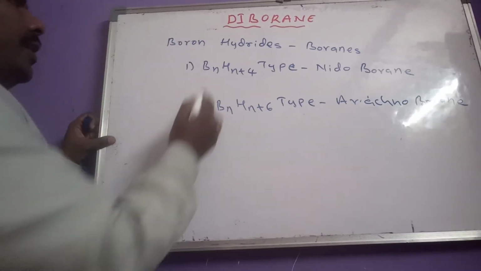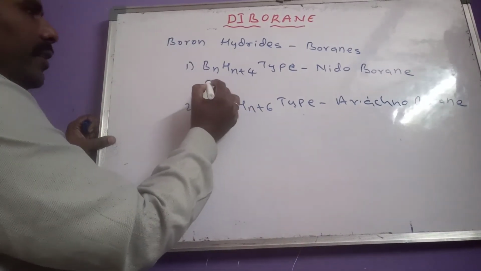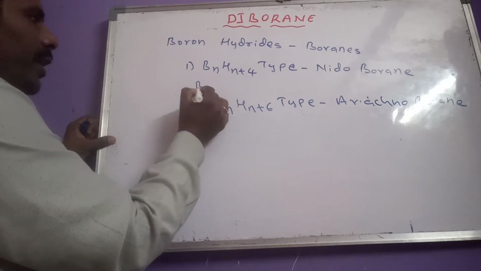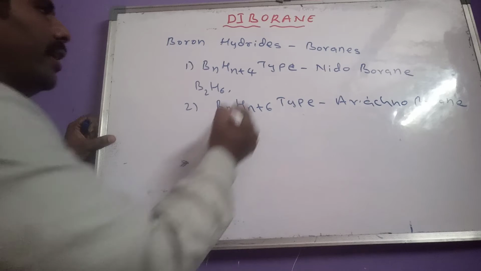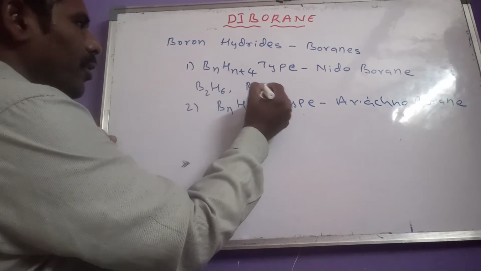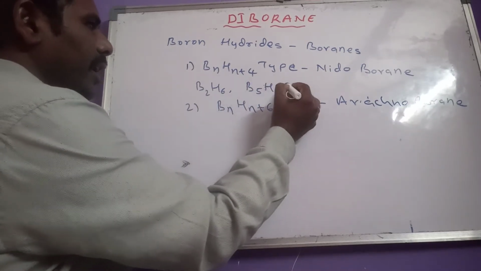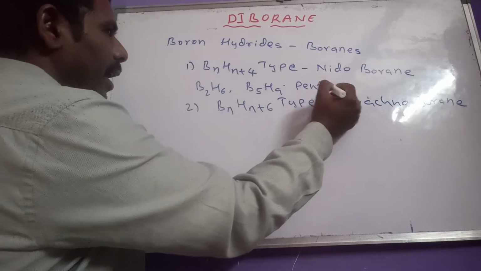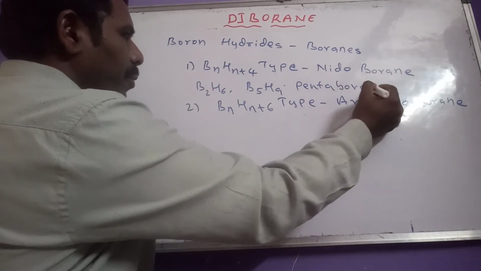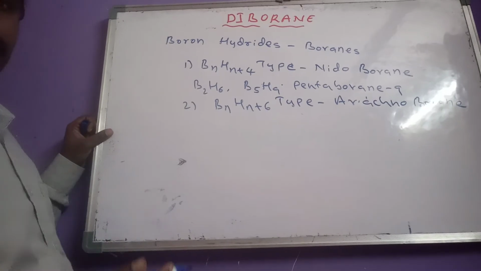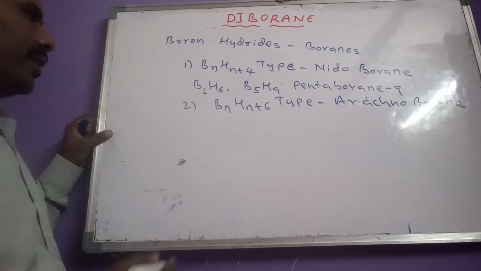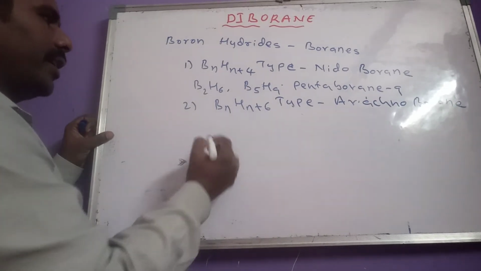So now BnHn+4. In this, the first example is B2H6, known as diborane. Second example, B5H9. It is known as pentaborane 9. Why is that 9 given in the name? Let us see. Wait.